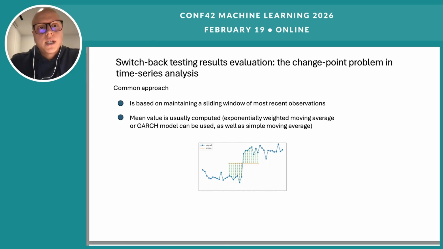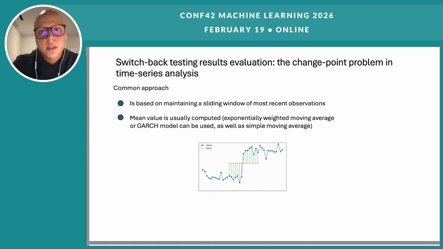So how to solve it? The common approach to solving the change point problem in switchback tests is based basically on maintaining some window of observations to compute some average, and this average can be either computed as a simple moving average, meaning just the simple regular arithmetic average of the observations within the sliding window, or you can also incorporate some model like exponentially weighted moving average or Garch model to also compute that mean value. And yeah, that's the approach.